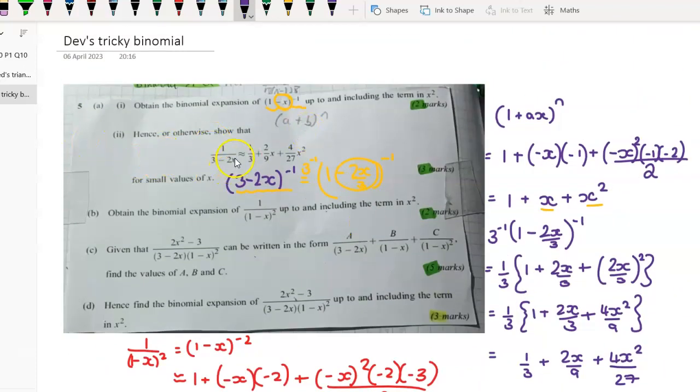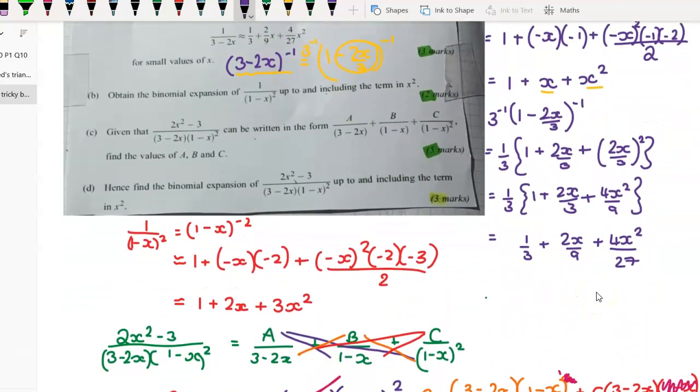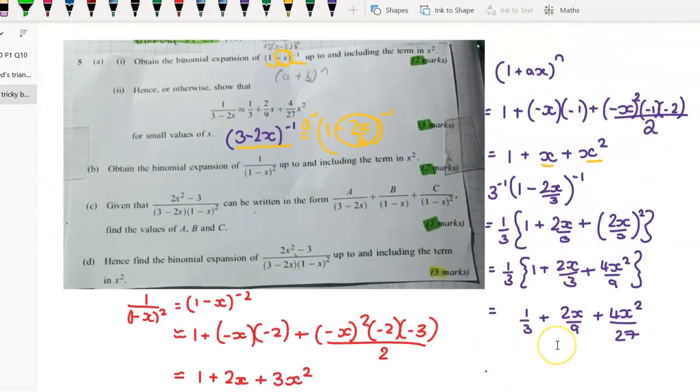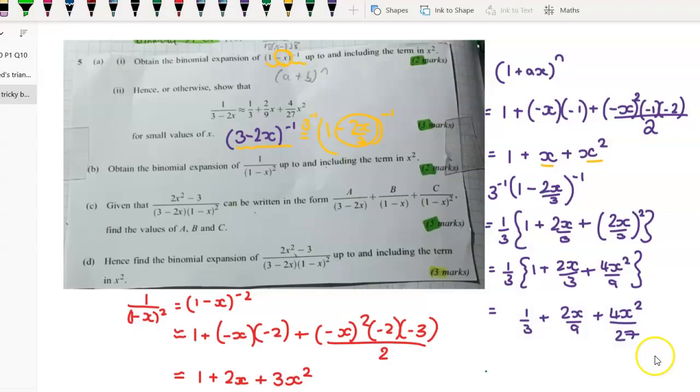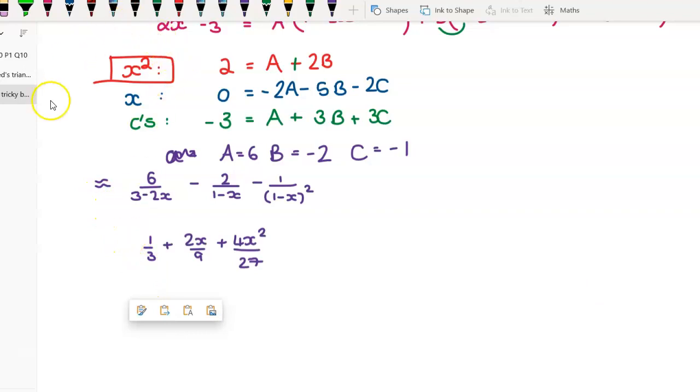Okay, so 1 over 3 minus 2x was approximately equal to that, which we showed here. So 1 over 3 minus 2x we got was equal to that. Okay, but we haven't got 1 over 3 minus 2x, we've got 6 of them. So we've got 6 of these.